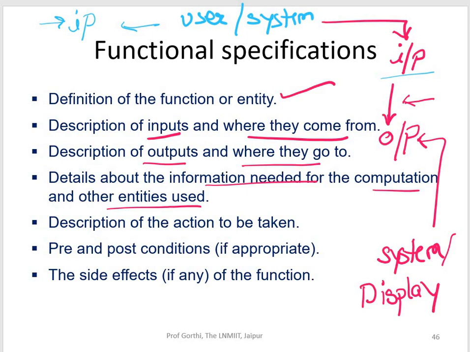Details about the information needed for the computation and the other entities used. Right, all sorts of computation. Let's say I have to calculate the tax based on the user's account details. So I need to have some information about the tax slab as well.